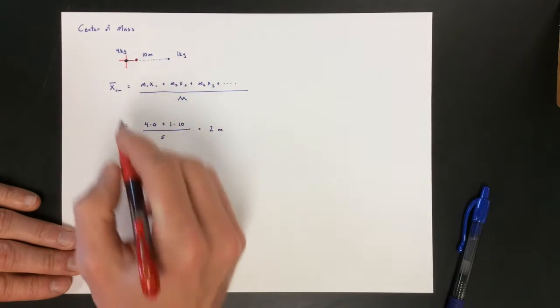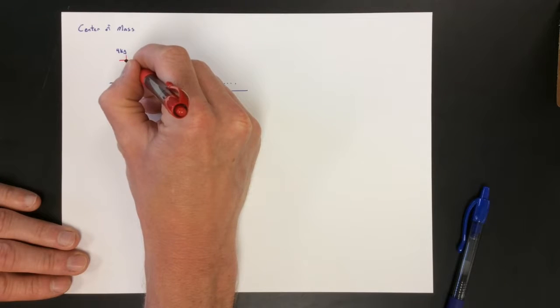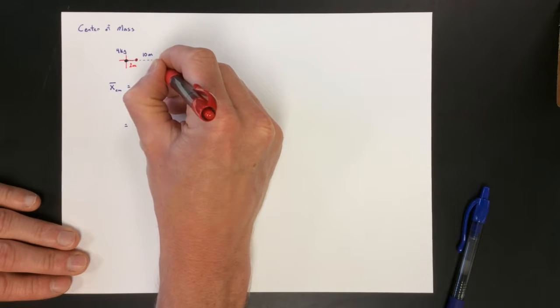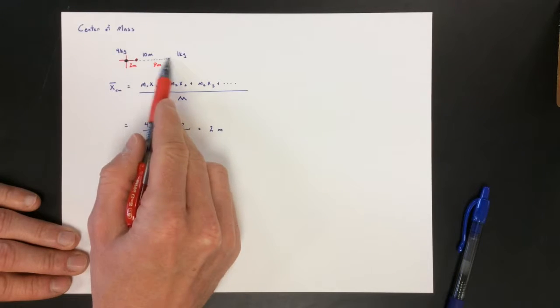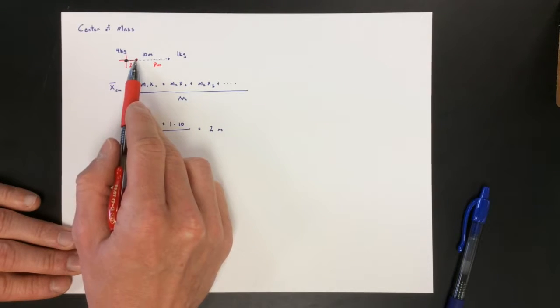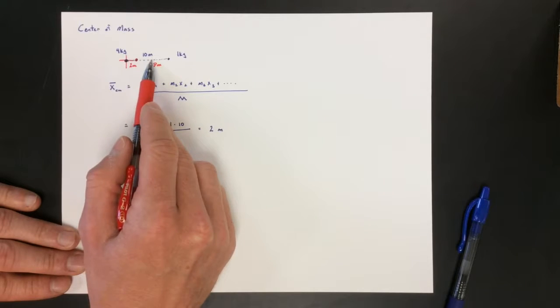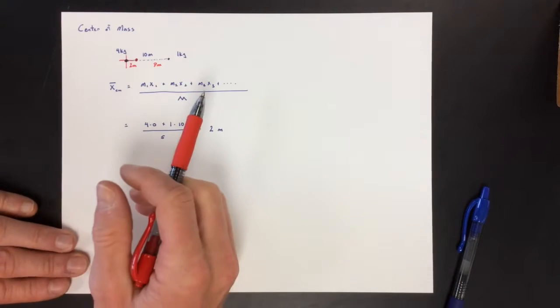If you think about how that works, if this is 2 meters, then this distance is 8 meters, and since this is 4 times more massive than this one, the center of mass is actually 4 times closer to this one than that one. Those proportions have to make sense.